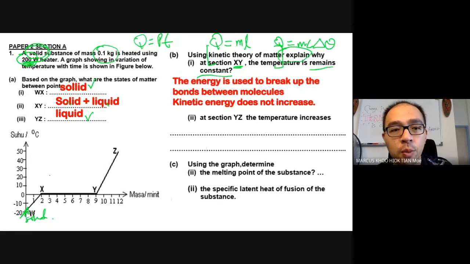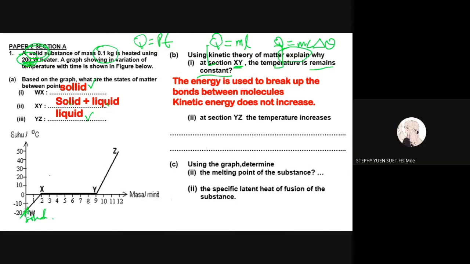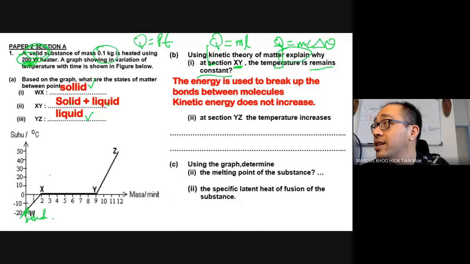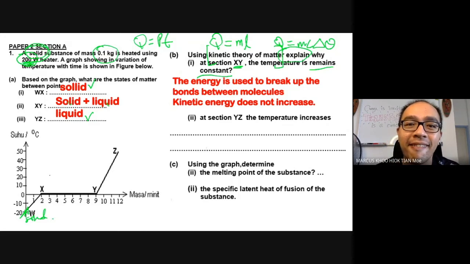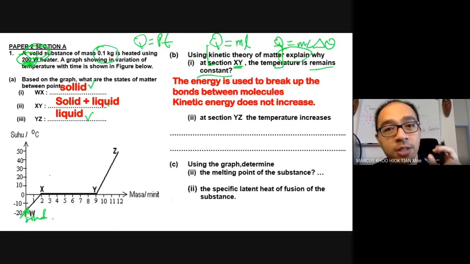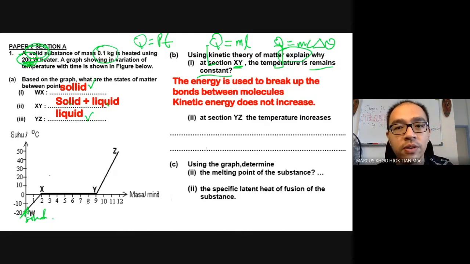Now at section YZ, why is there a temperature increase? Steffi? Heat is absorbed. I just write heat is absorbed or diffused. Okay, what is the heat used for? You must talk about what it is used for. Correct, heat is absorbed, but for what? Heat absorbed does not always mean temperature increase. Heat absorbed can mean either temperature increase or temperature constant. But what is the heat used for if the heat is absorbed? Anybody?